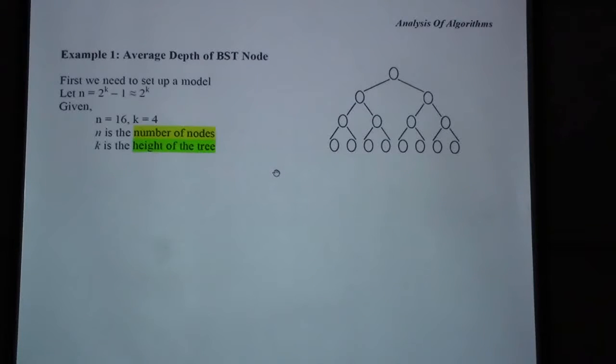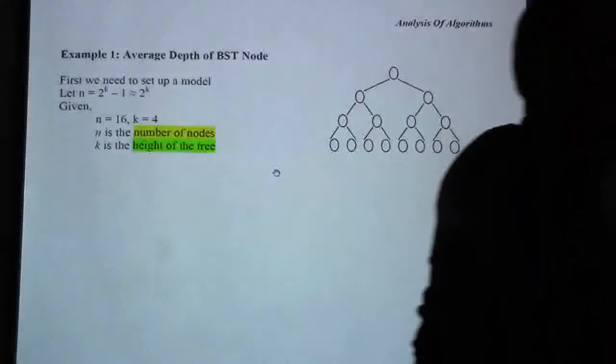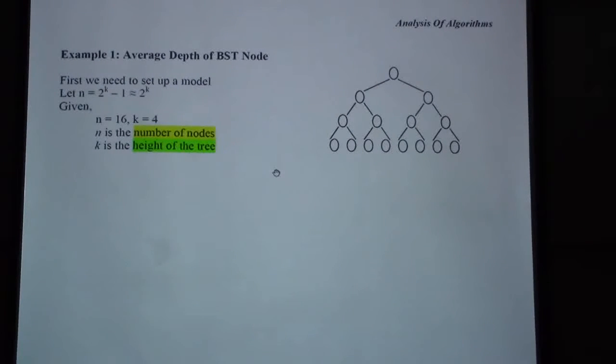So this would be nothing more than 0 plus 1 plus 1 plus 2, 2, 2, 2, 3, 3, 3, 3, 3, 3, 3, 3, divided by 15. So it would be basically the sum of depths divided by 15.